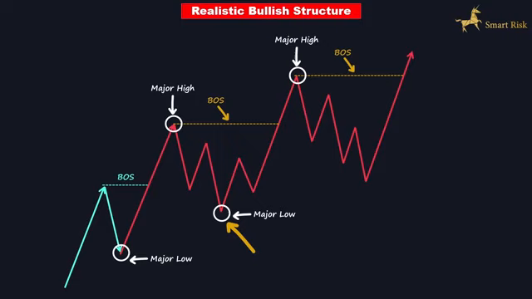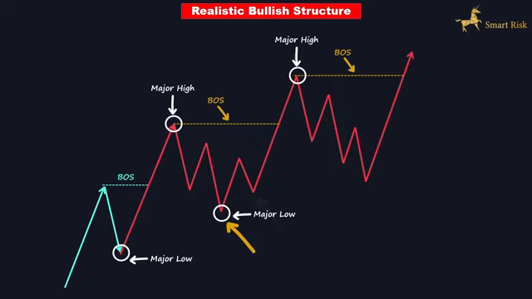You might be wondering why we don't regard this low structure as the major low. The rationale behind this is that the low located at the extreme is the ultimate and lowest point before the price initiates an upward movement. This particular low is crucial as it is the key low that triggered the upward movement, and subsequently the break of structure.